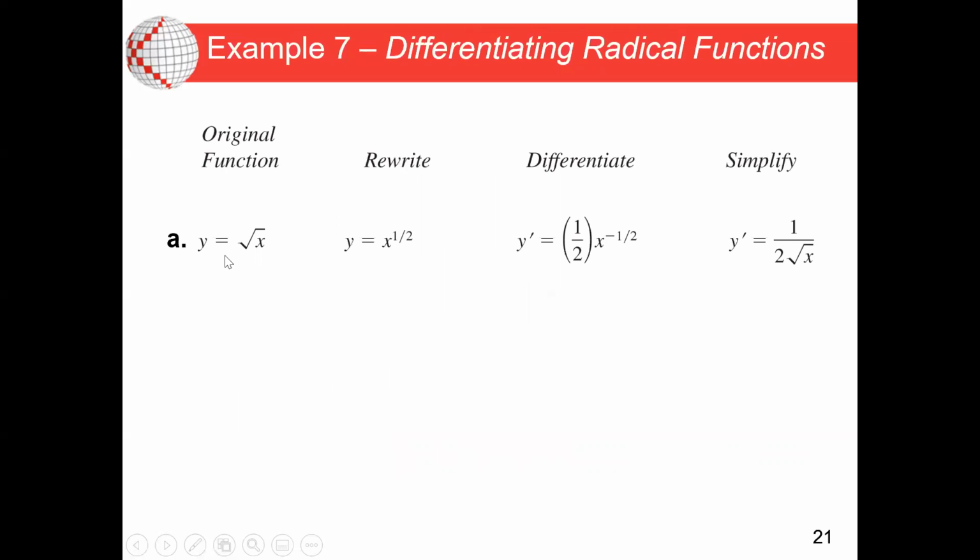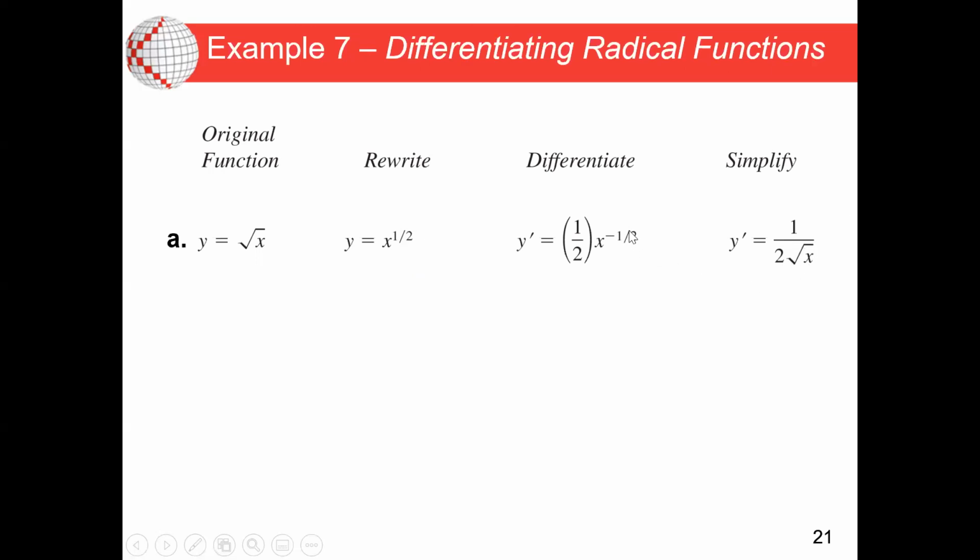In this example, we have y equal to square root of x. So the first thing we do, we change the radical sign to an exponent. So it's x to the power half. Now, the derivative of x to the power half will be half times x to the power half minus 1. So half minus 1 will give me negative half. So our final answer will be 1 over 2.